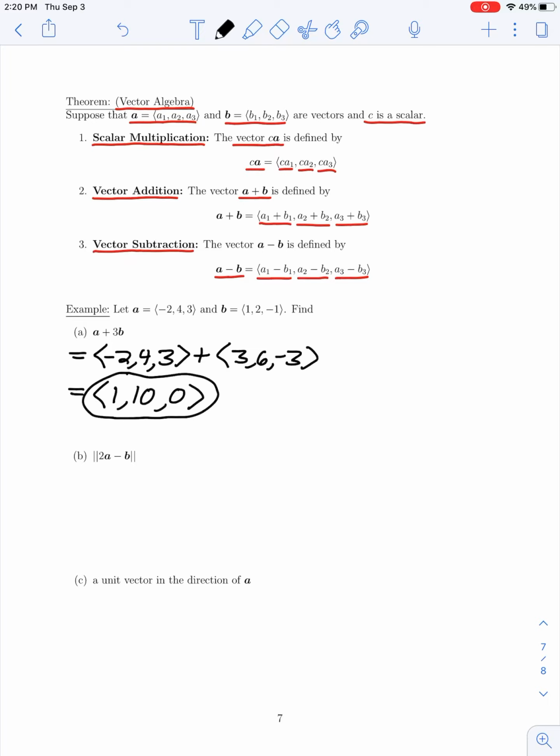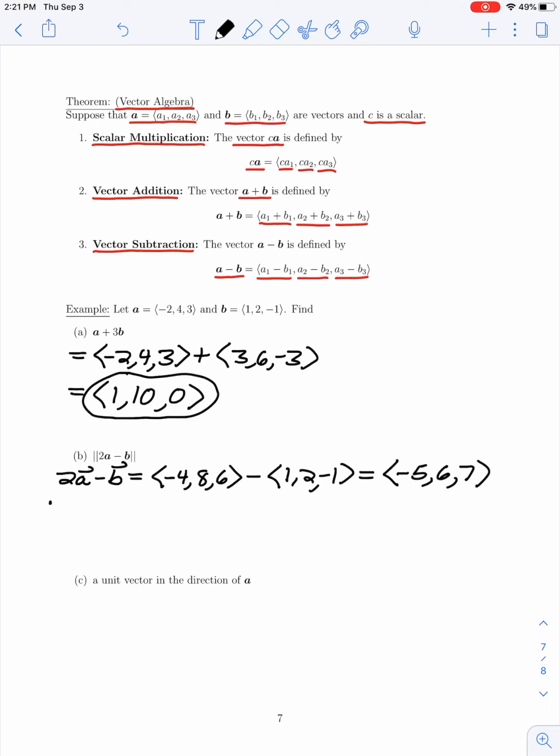In part B, we're asked to find the magnitude or the length of the vector 2A minus B. So let's start by calculating that vector. First, we're going to look for 2A minus B. Now 2A is found by taking the components of A and multiplying each component by the scalar 2. So we would have -4, 8, 6 for 2A, and then we're subtracting the vector B, which was 1, 2, -1. So the difference of those two vectors would be the vector -5, 6, and 7.